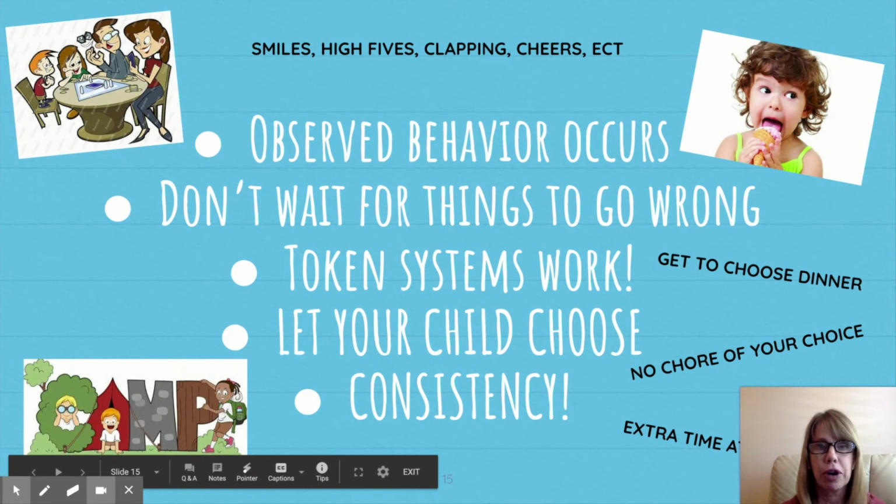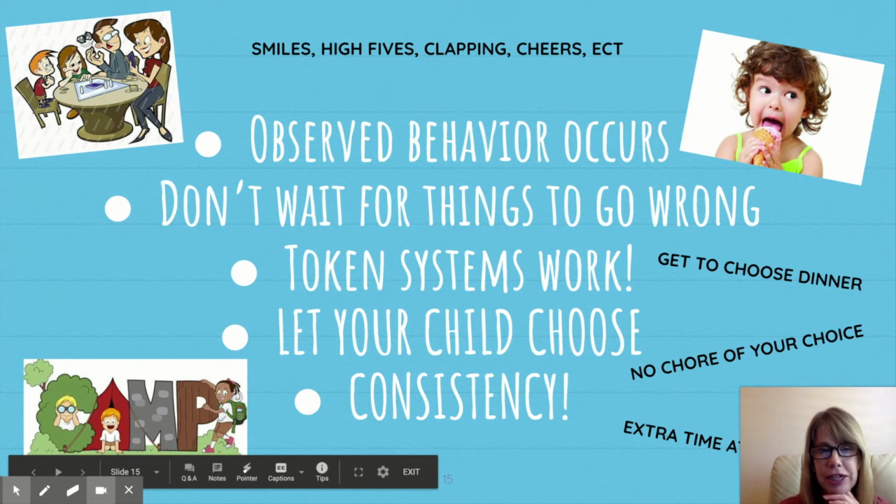You can have a token system. They work, right? It's like stars or tally marks or coins, whatever you use for a token system. And every time you see them following your expectations, then you give them the token. And then you make a deal. Like once you get 10 tokens, then you get the reinforcer of ice cream at the end of the day, or game time with the family, or camping outside in your backyard, right?